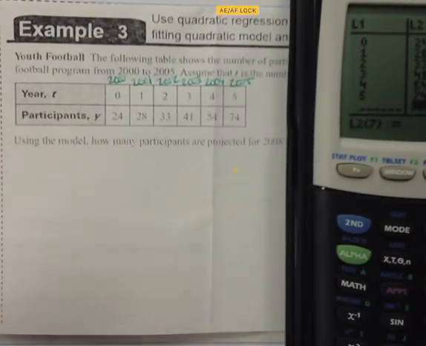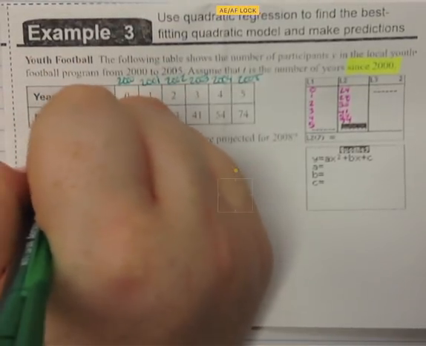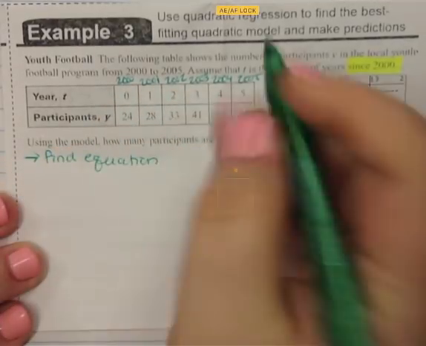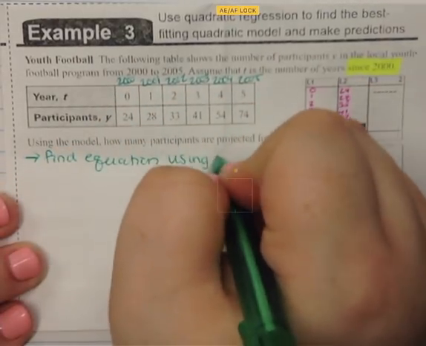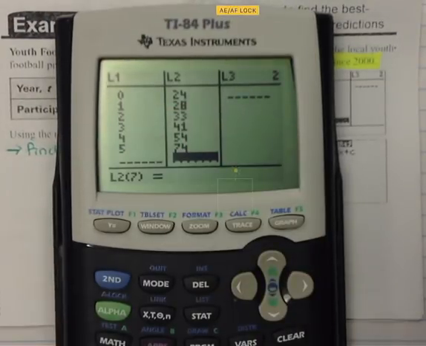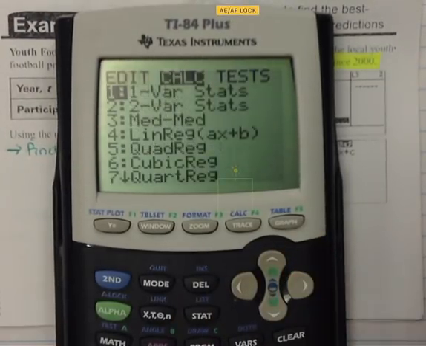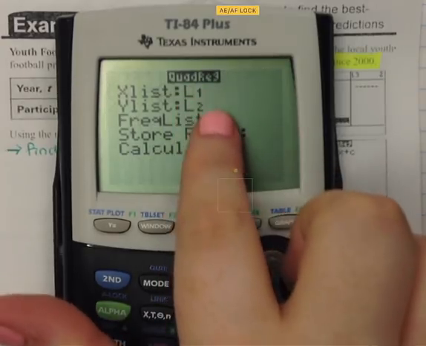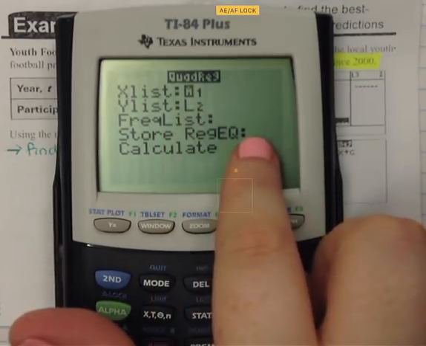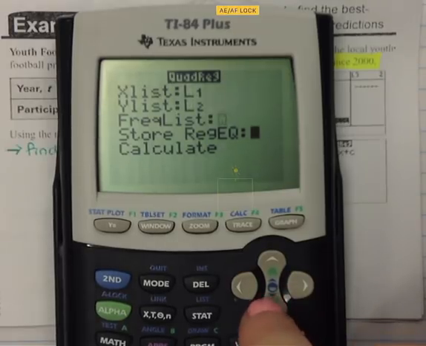So always our first step is going to be to find the equation using regression. So we're almost there. So all we have to do, we have our list in here. We'll go to stat, calc. This again is a quadratic regression, so we're going to press number 5. And again, the newer calculators, I have to go down to store regression equation. I have L1 and L2. Skip over frequency list. I go to store regression equation.